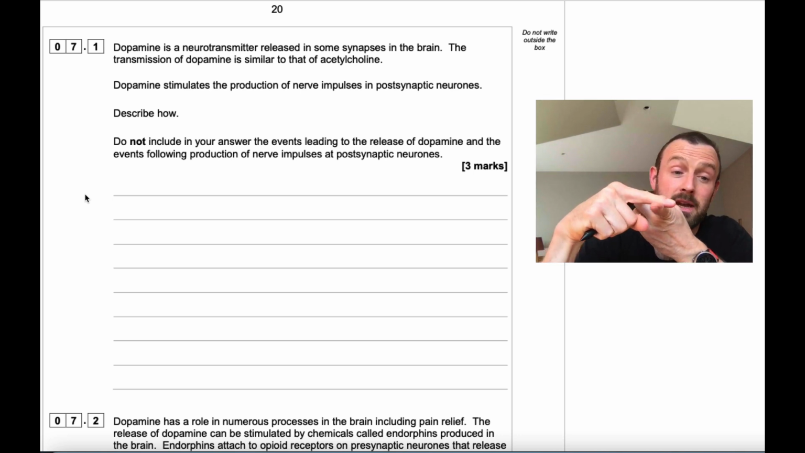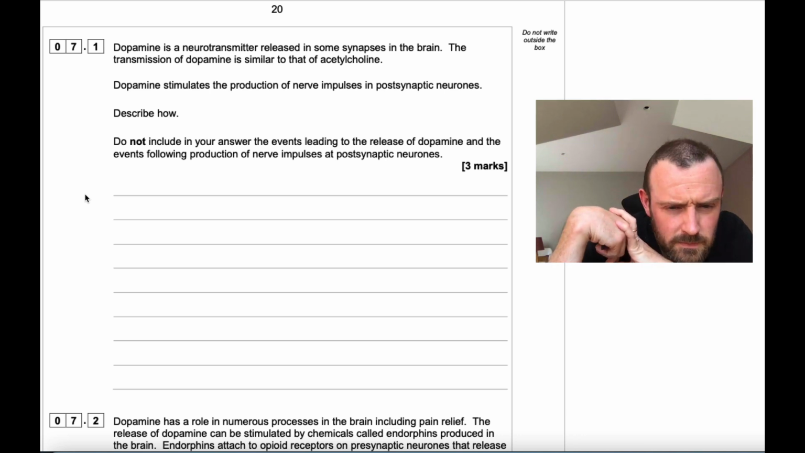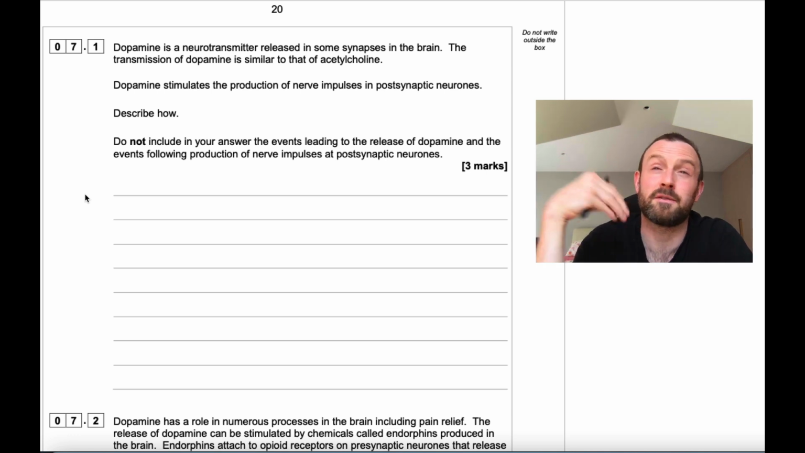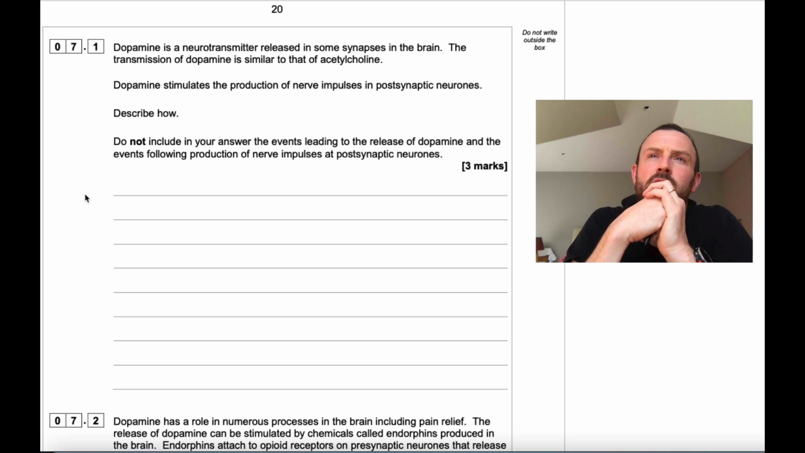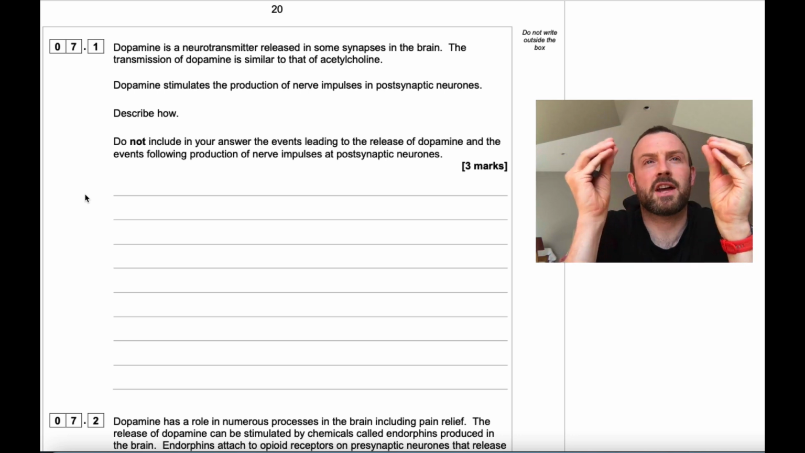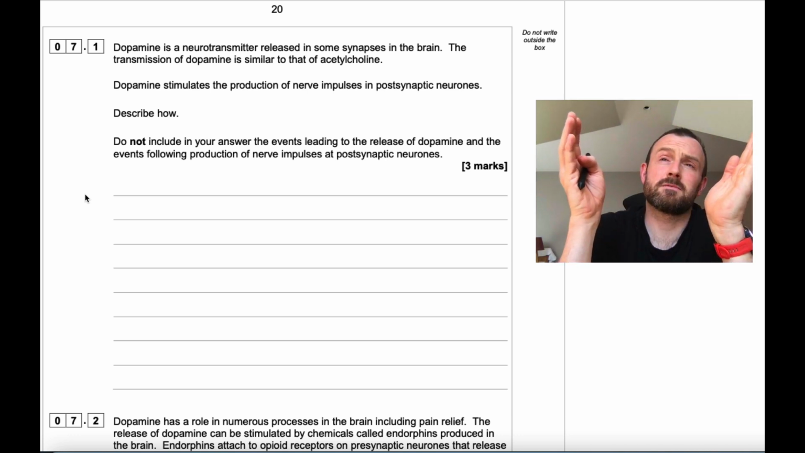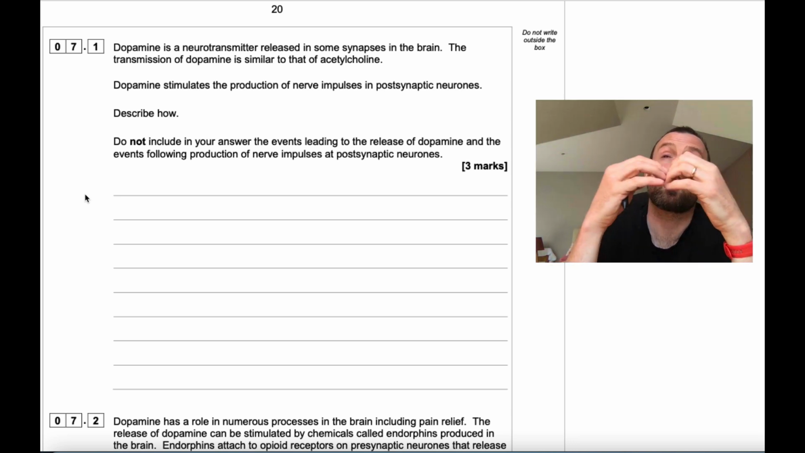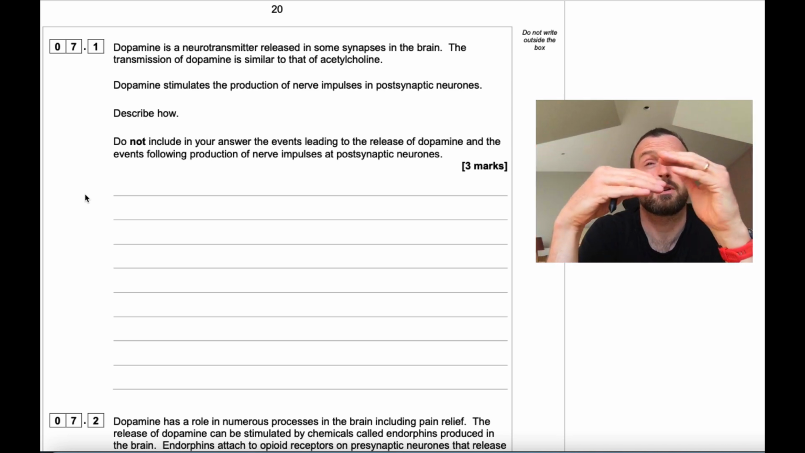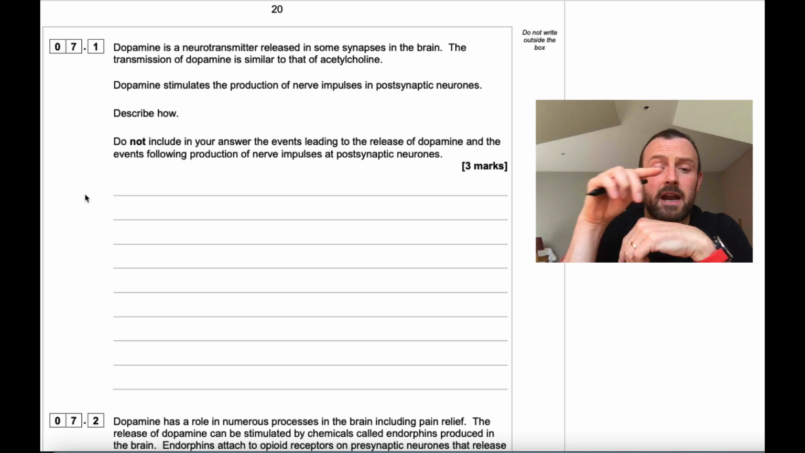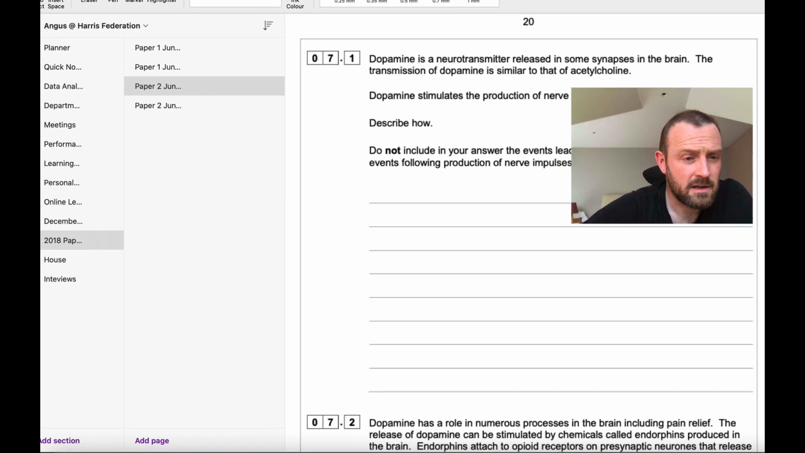Okay, so dopamine, maybe I'd start just a little bit earlier just in case. So I say dopamine is released from the presynaptic neuron. It diffuses across the synaptic cleft, binds to receptors on the postsynaptic membrane. These receptors are ion channels, and when the dopamine binds, it opens the ion channels, causes, let's say, sodium ions to flood into the postsynaptic neuron. This depolarizes the postsynaptic neuron, it reaches threshold potential, and then an action potential is triggered. Okay, and that should be plenty for 3 marks. Let's see if that's what it is.